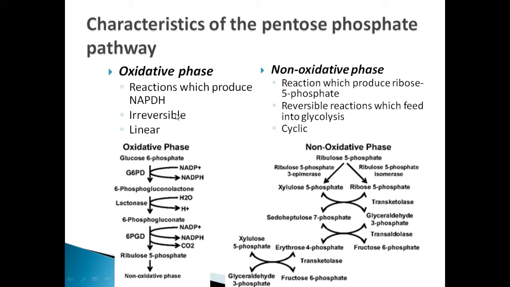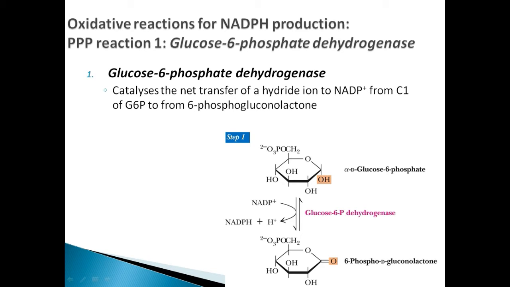For example, for the purposes of the BTN223 course, you have to know the oxidative phase enzymes, intermediates, and reactions at the same level of detail that you had to know for glycolysis and for the TCA cycle. We are going to discuss all of the reactions of the pathway, but for exam purposes, it's the oxidative phase reactions and intermediates that you need to concentrate on. So, to the reactions then.